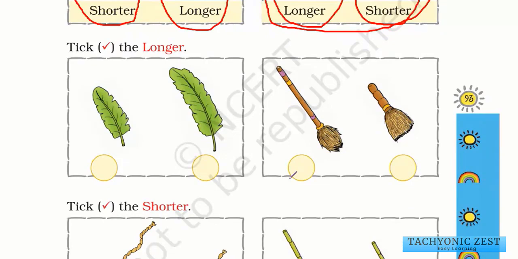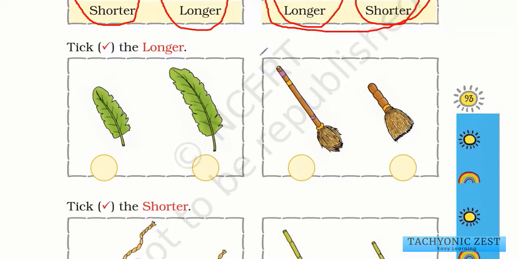Now next question is tick the longer object. So the longer object we have to tick. For example, whenever there will be longer, shorter, there will always be two objects given because I told you longer and shorter is always said in comparison to something else. For example, this leaf over here is longer as compared to this leaf, and this leaf over here is shorter as compared to this leaf.